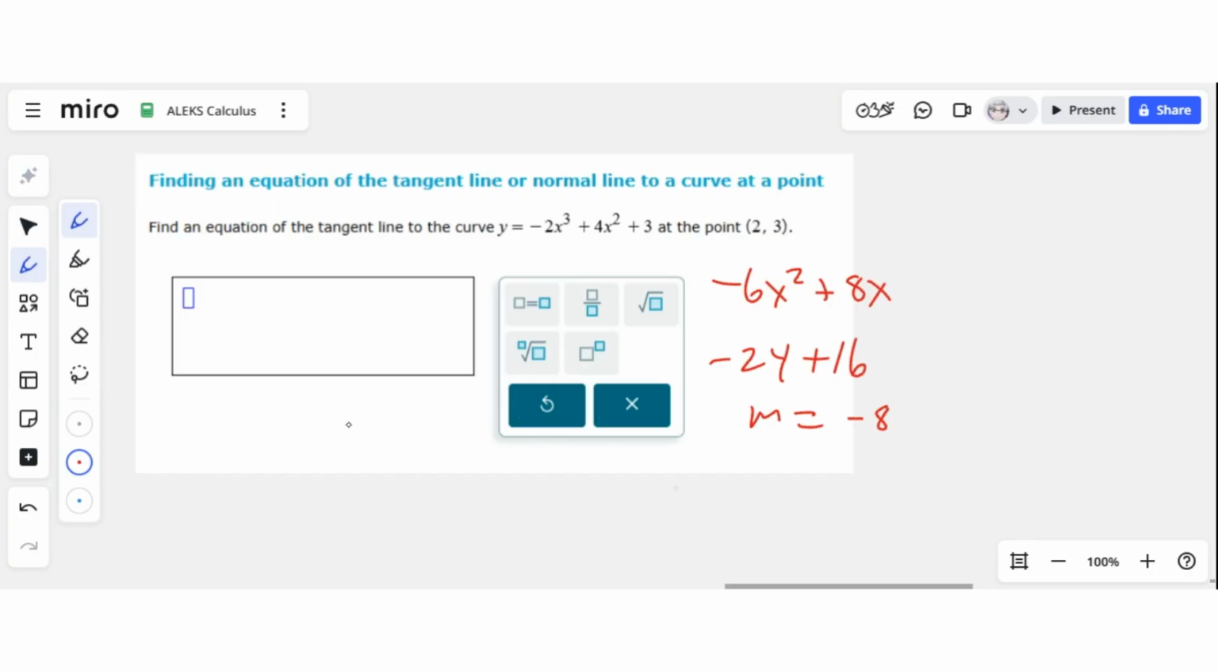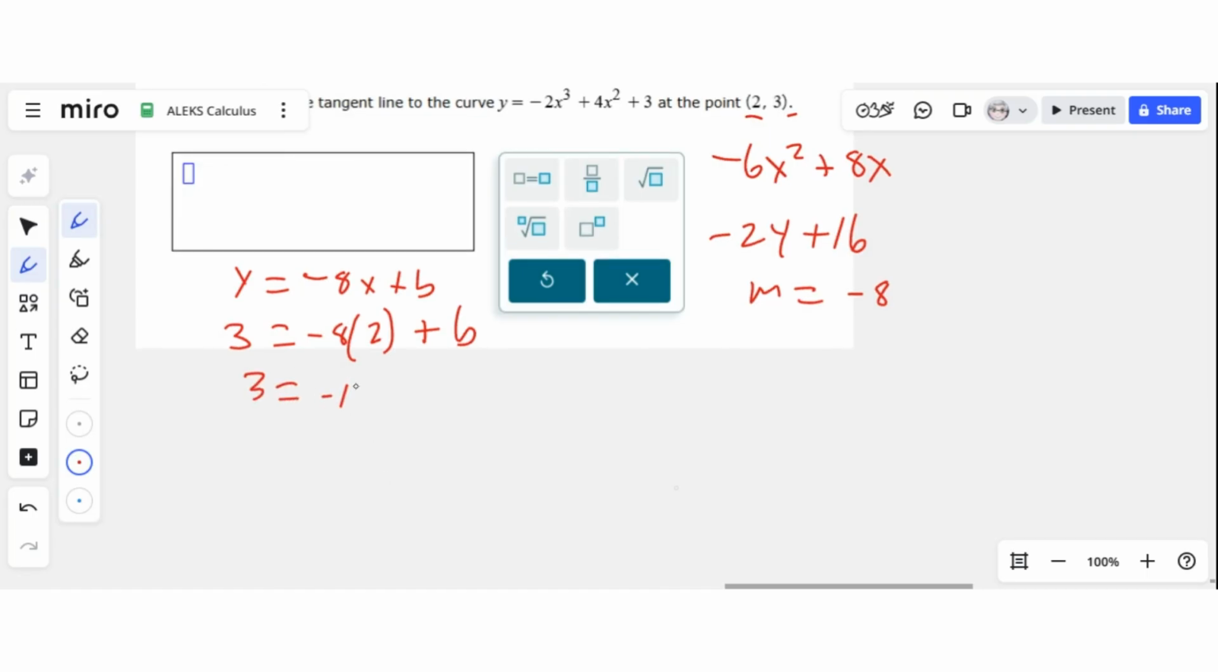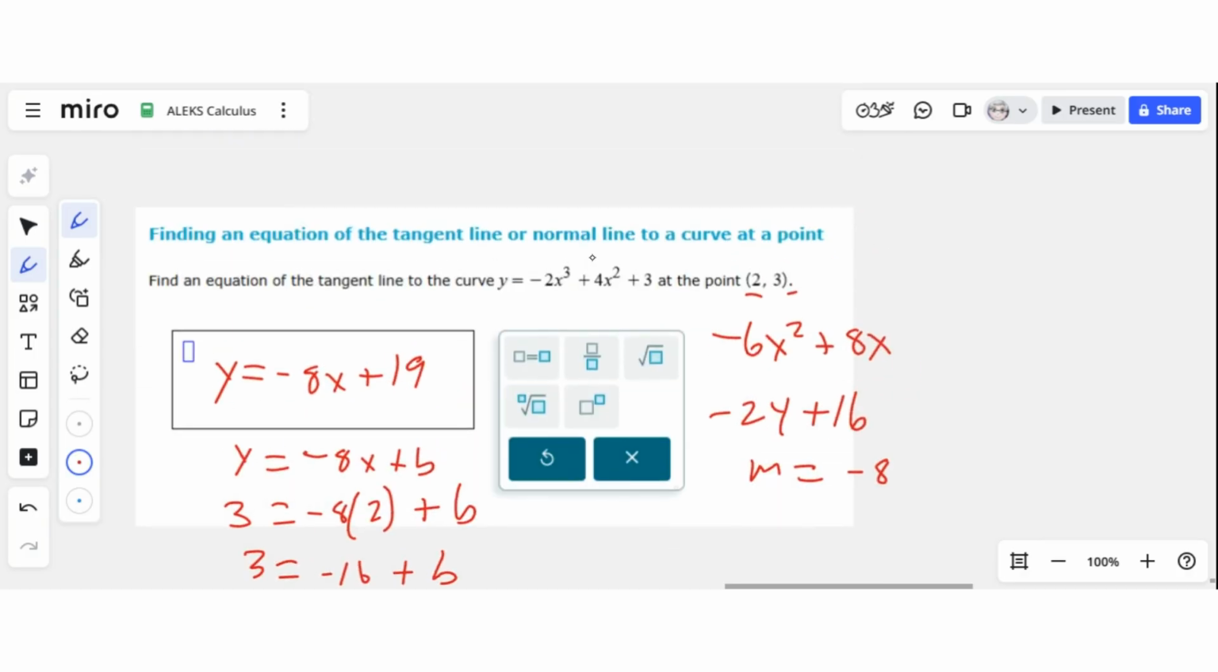Okay, so our slope is -8, and then we've got this point 2, 3. So I'm going to fill in this formula. So with 3 in for the y value, 2 in for the x value, we'll solve for b. And we've got 3 equals -16 plus b, so b equals 19. And our equation for our line then is going to be y equals -8x plus 19. All right, well, so that is how to find the equation of a tangent line.